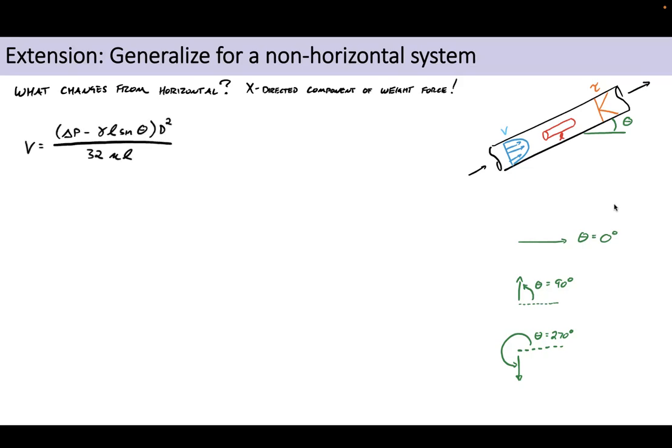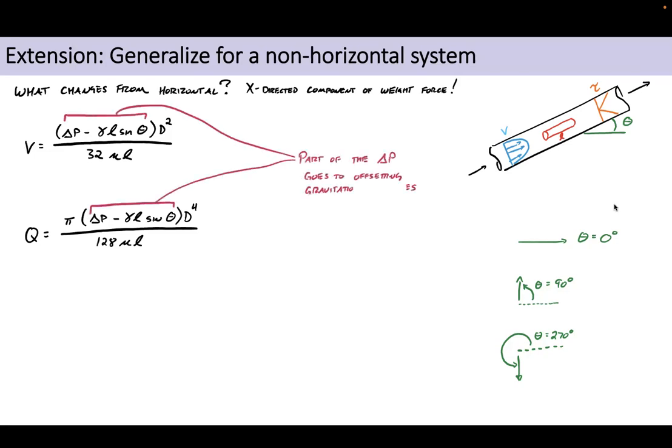And without redoing the entire derivation, I just want to show you where this shows up, both in terms of velocity and in terms of discharge. So those look quite similar to equations that we've seen earlier in the derivation. What I want you to see here is that, instead of just delta P, we've got delta P minus the specific weight of the fluid times the length times sine theta.